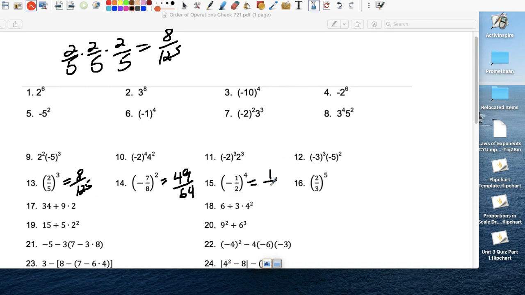And then 2, 4, 8, 16. 1 over 16 at the bottom. 2/3 raised to the 5th power. So it's 2/3 times 2/3 times 2/3 times 2/3. It's 5 times, right? So 2, 4, 8, 16, 32.